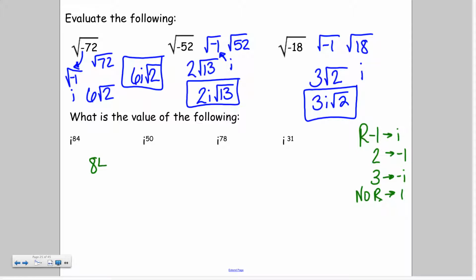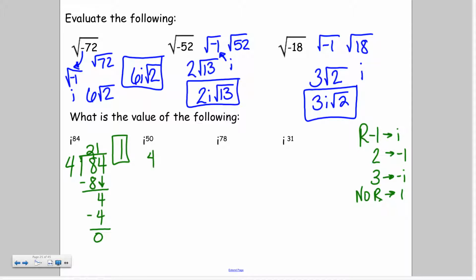So 84, we're always going to divide by 4. 4 goes into 8 twice, leaves me with 0, bring down my 4. 4 goes into 4 one time, I'm left with 0. So my answer for this one is 1 because I have no remainder.